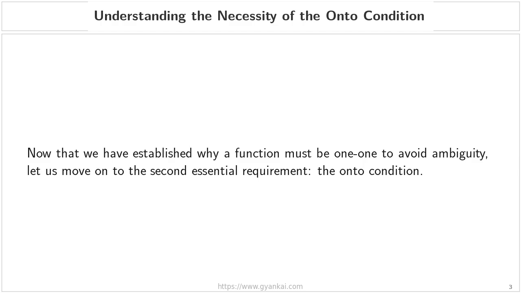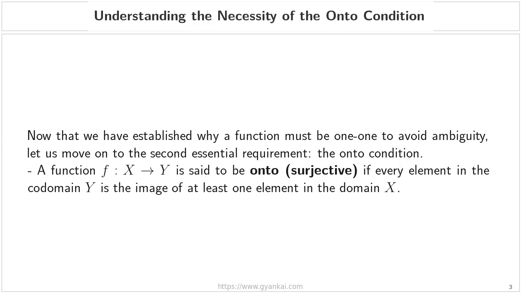Understanding the necessity of the onto condition. Now that we have established why a function must be 1-1 to avoid ambiguity, let us move on to the second essential requirement, the onto condition. A function, which we can call f, mapping from set x to set y, is said to be onto or surjective if every single element in the codomain y is the image of at least one element from the domain x.